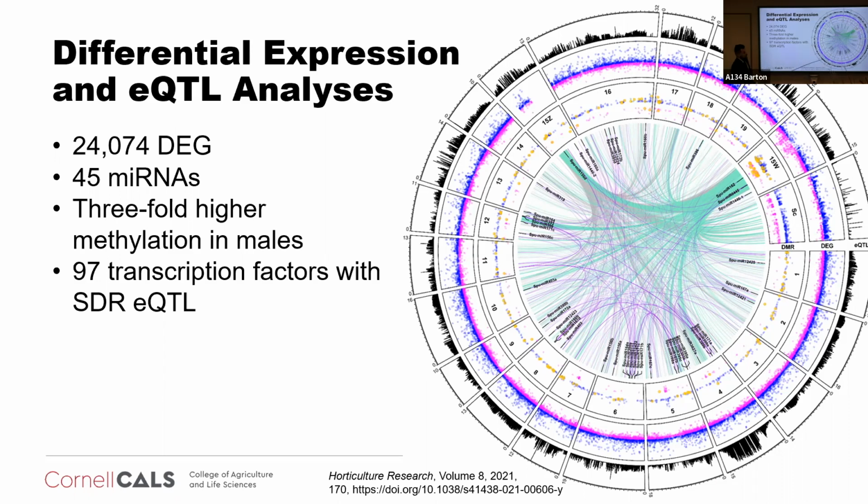This middle track here shows the total differentially expressed genes. We detected over 24,000 differentially expressed genes between male and female catkins. This is not entirely surprising given the morphological differences that we observed between catkins.